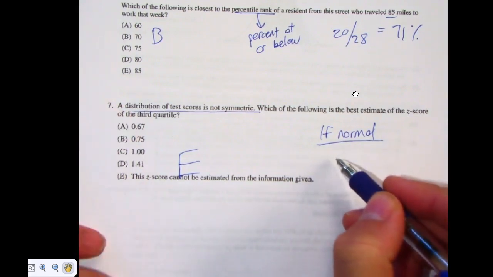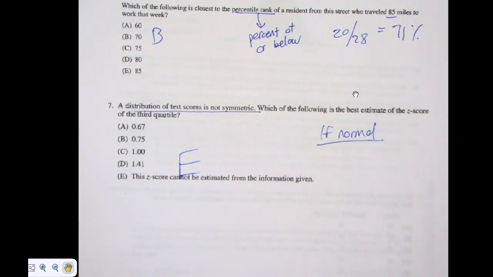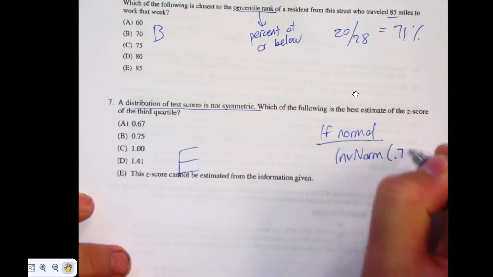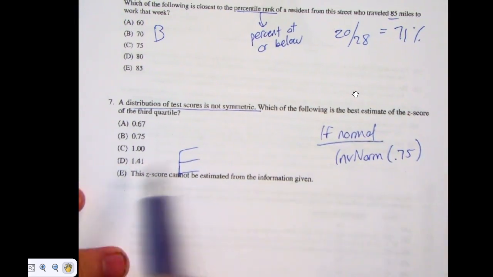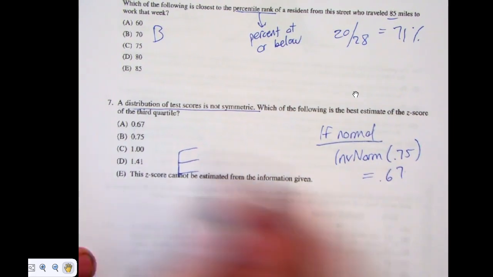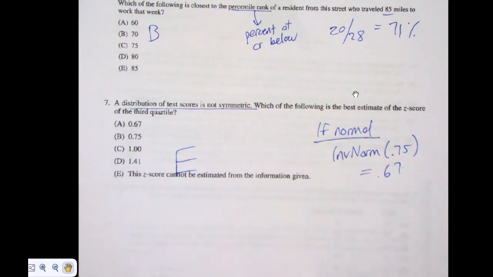If the third quartile, I have a percentage. What percentage is the third quartile? 75. If I have a percentage and I want data, or I want a z-score, I go backwards. What do I do? Inverse norm. So I would do inverse norm of 0.75, and my guess is one of those answers is that. It's A. So that's 0.67. That's what they're trying to get you to put if it were normal, but it's not. Questions on that? Or the made up version of it?